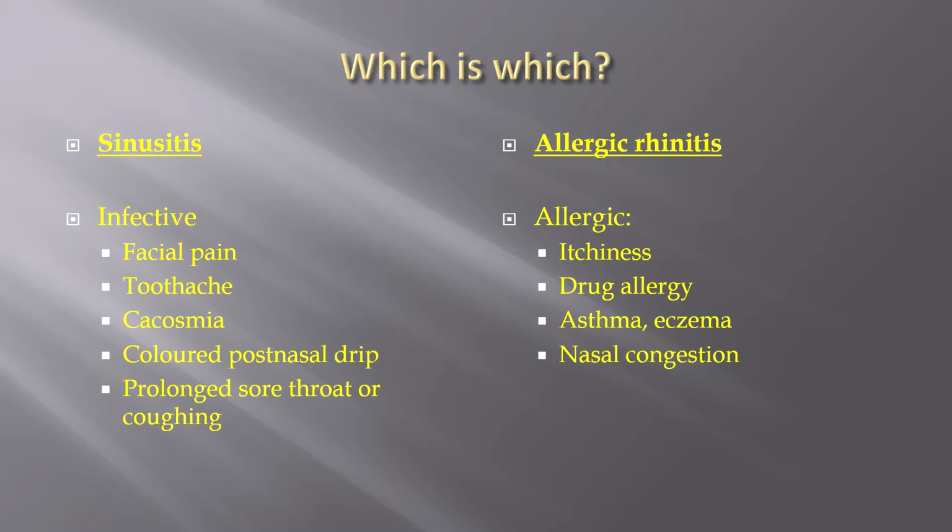Sinusitis is different. Look for infective features. Facial pain, toothache. This is the cacosmia, meaning a foul smelling smell in your nose. Colored post-nasal drips, green color, yellow color. Prolonged sore throat and coughing. This prolonged sore throat, I see almost every day, and almost 100% of them are treated by their general practitioner as pharyngitis. But actually it's not. So I always tell them, I need to treat elsewhere to cure your throat.